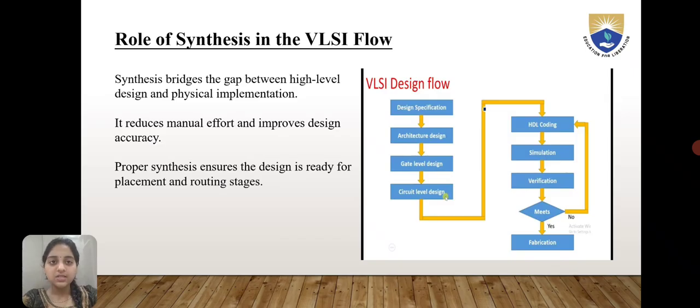Role of synthesis in the VLSI flow. Synthesis bridges the gap between high level design and physical implementation. It reduces the manual effort and improves design accuracy. Proper synthesis ensures the design is ready for placement and routing stages.